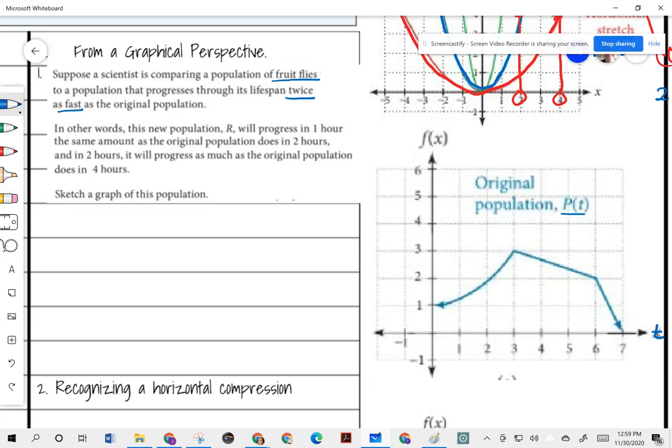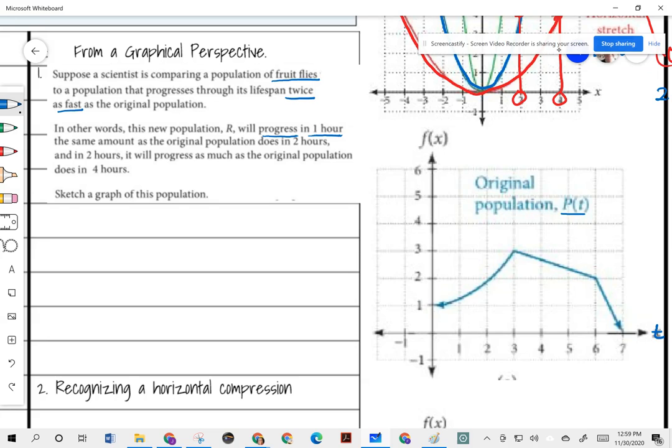All right. So I'm going twice as fast. If you have to make sense of this, you have to make sense in terms of are your X values shrinking or are they getting bigger? In other words, this new population R is going to progress in 1 hour the same amount as the original does in 2 hours.